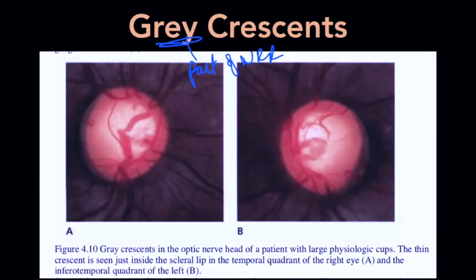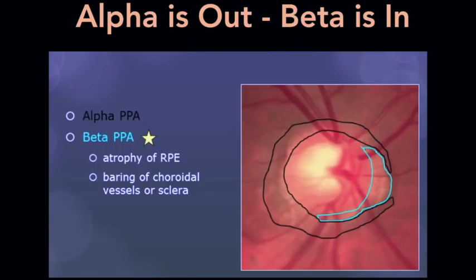As you can see in this picture, this might look like a peripapillary atrophy, but it is not. This is a gray crescent. These gray crescents are not commonly seen in Indians, but most commonly seen in African patients. Okay, so this needs to be kept in mind. But more importantly, we have the alpha and the beta. This is the alpha and this is the beta zone.